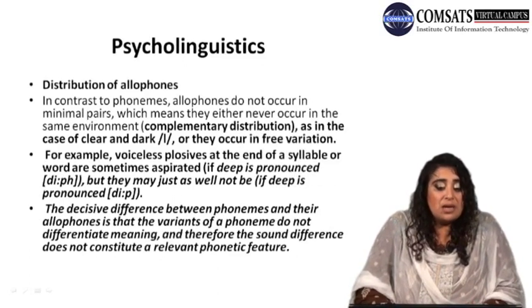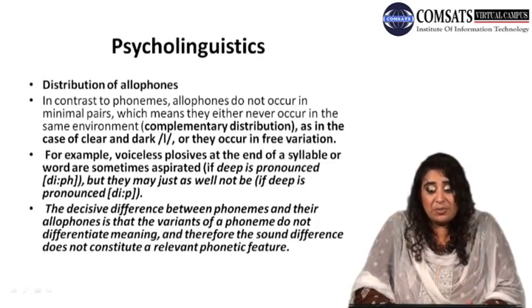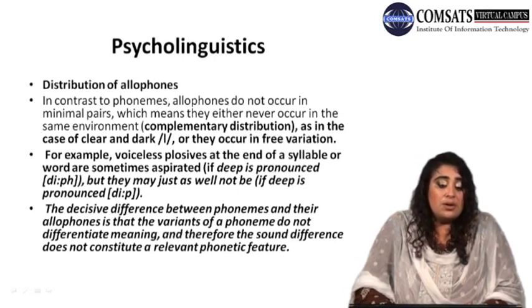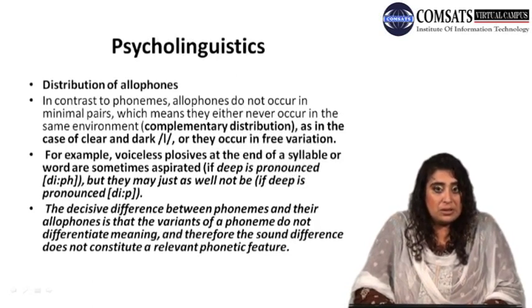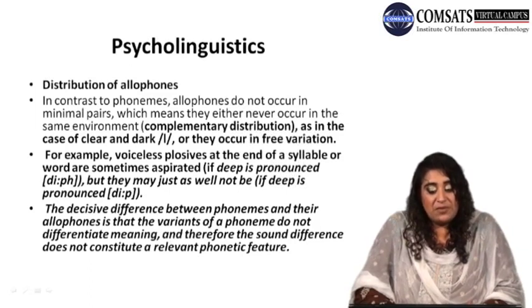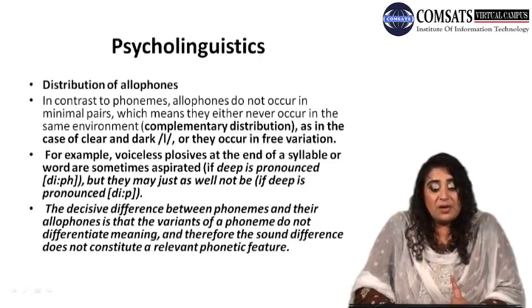Now, distribution of allophones. In contrast to phonemes, allophones do not occur in minimal pairs, which means they either never occur in the same environment, complementary distribution, as in the case of clear and dark L, or they occur in free variation. So, for example, voiceless plosives at the end of a syllable or word are sometimes aspirated. If "deep" is pronounced "deep-h", but they may just as well not be. If "deep" is pronounced "dip", it would change. So the decisive difference between phonemes and their allophones is that the variants of a phoneme do not differentiate meaning, and therefore the sound difference does not constitute a relevant phonetic feature.